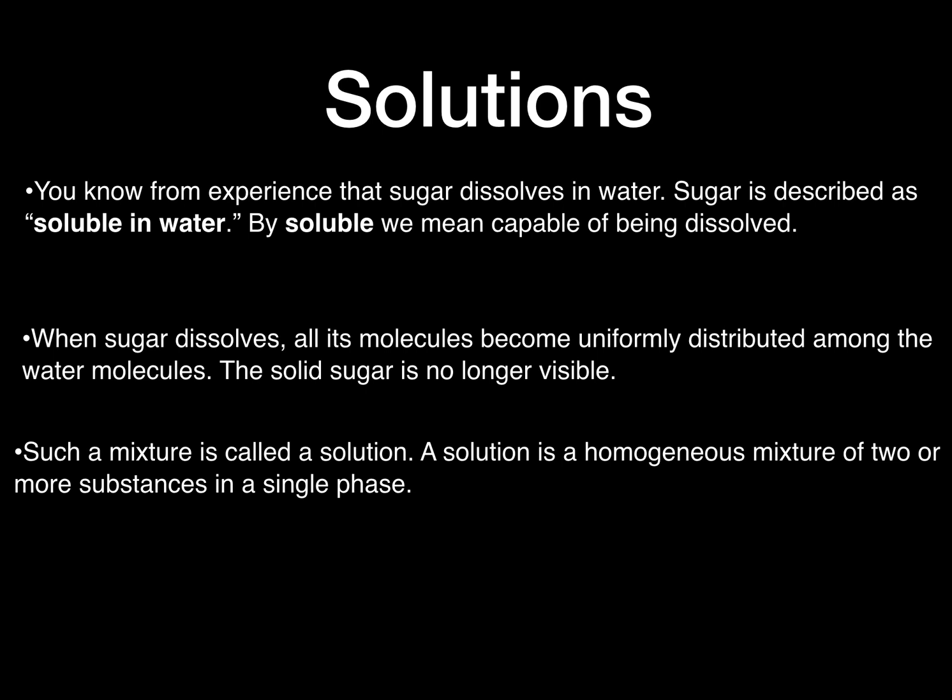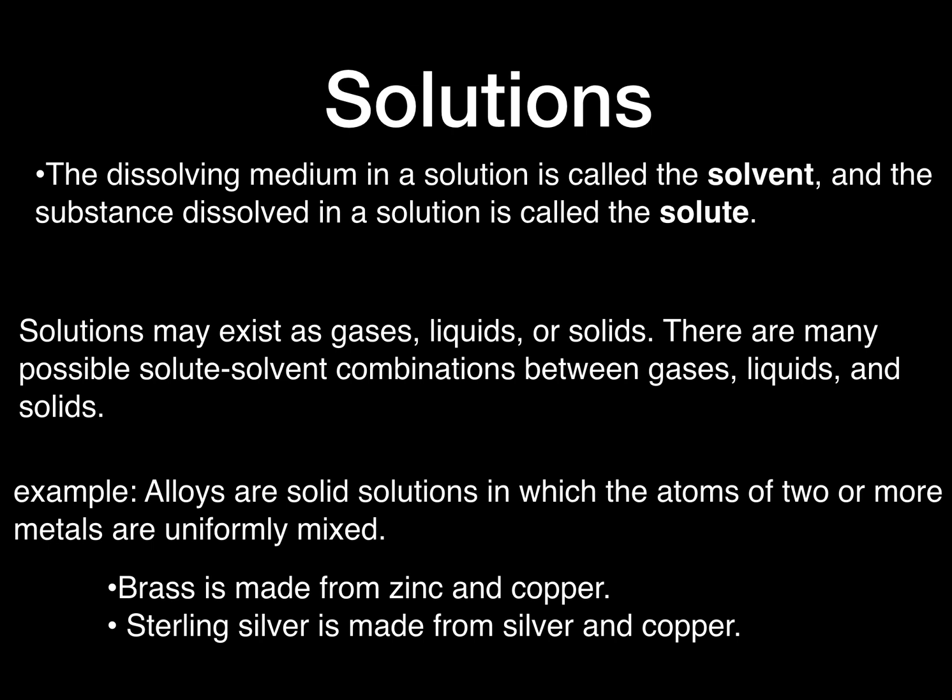When sugar dissolves, all its molecules become uniformly distributed among water molecules. The solid sugar is no longer visible. Such a mixture is called a solution. A solution is a homogeneous mixture of two or more substances in a single phase.